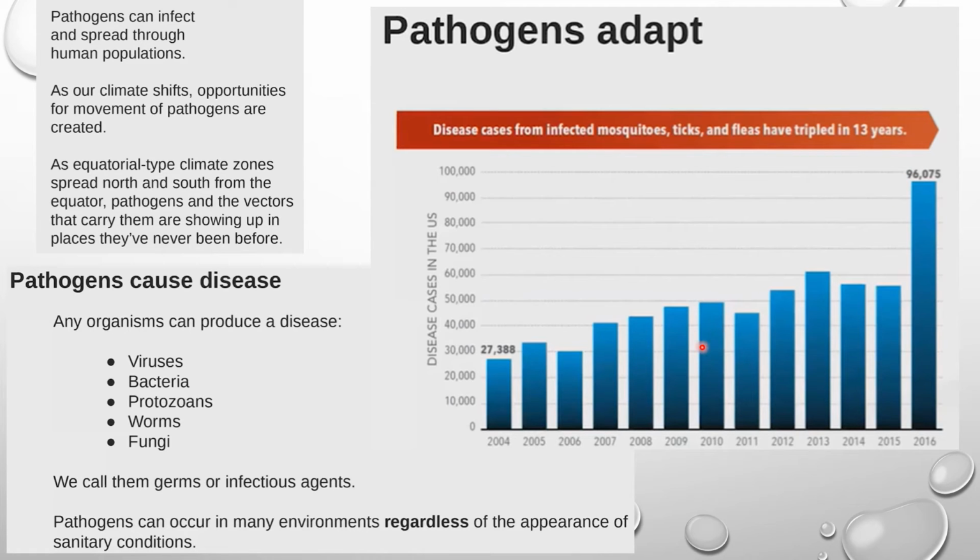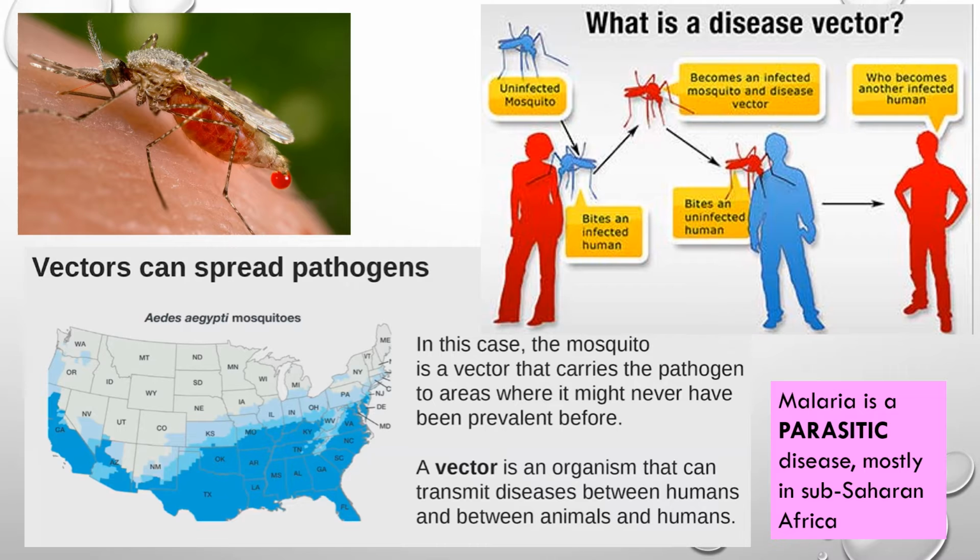So pathogens can occur in many environments regardless of the appearance of sanitary conditions. It doesn't matter how clean you are. A lot of these things can still spread through our environment. This is why you should care personally about you and washing your hands.